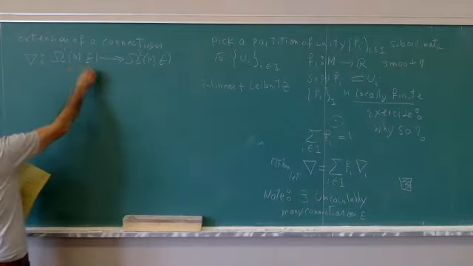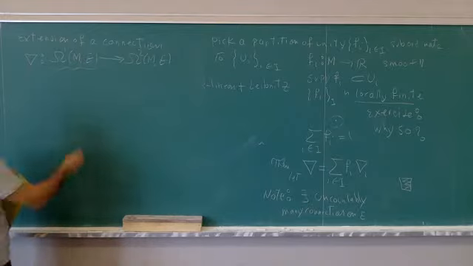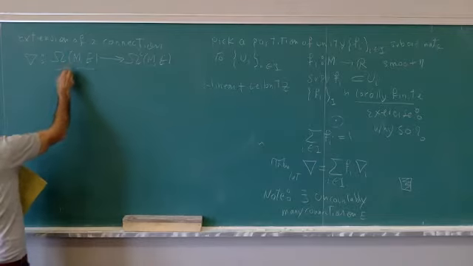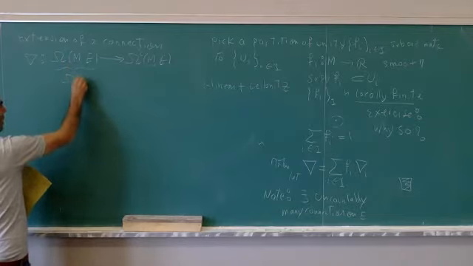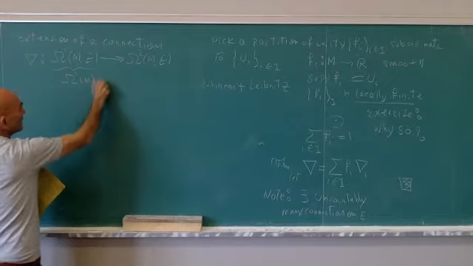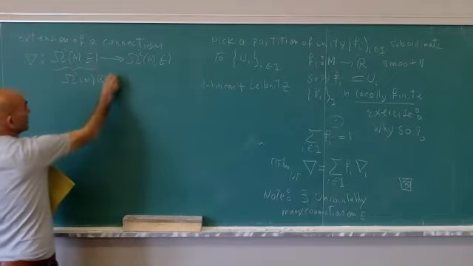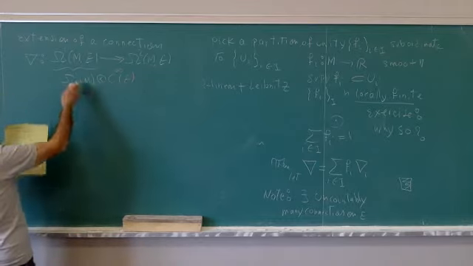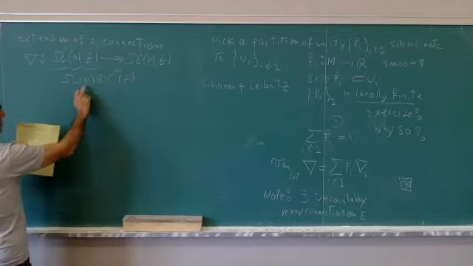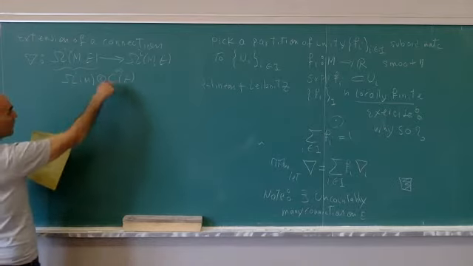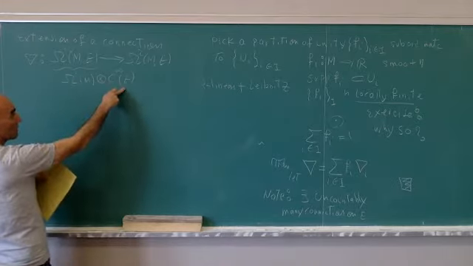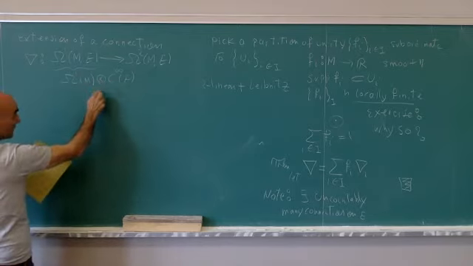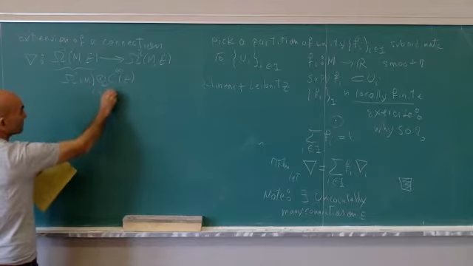So what is this space, by the way? This is just smooth sections of, you see, basically Omega 1 of M, right? And tensor it with C infinity of E. Essentially it's sums of such elements, like you have a one form and tensor it with some section. That's basically what it is, and sums of such things. But this is now over C infinity of M, right?